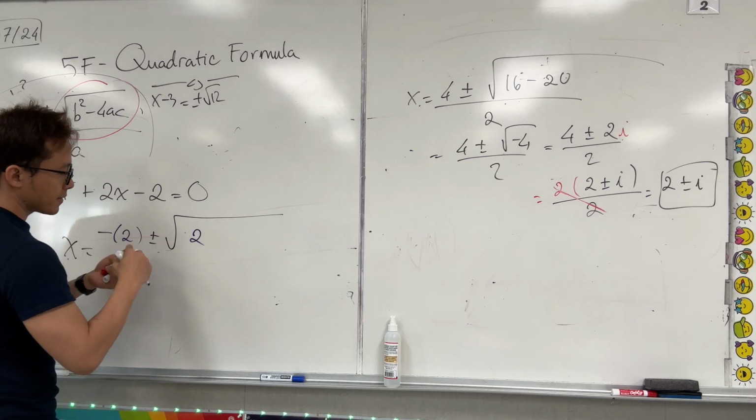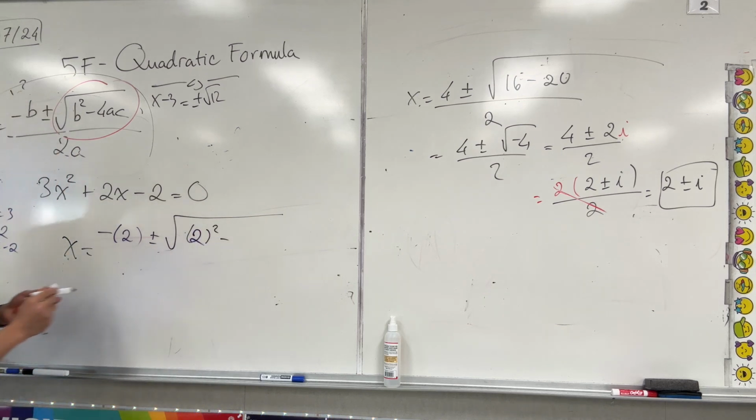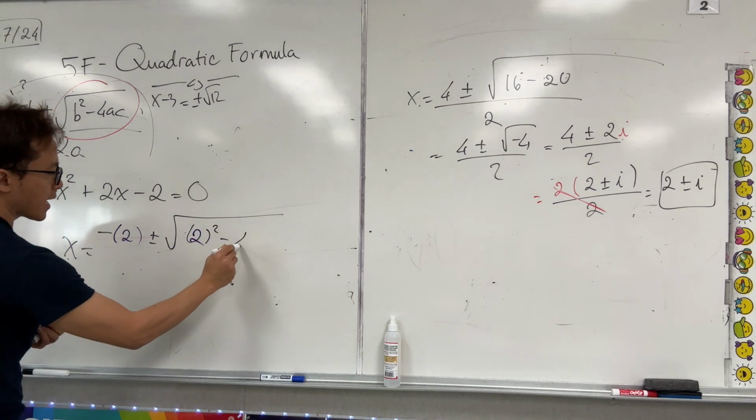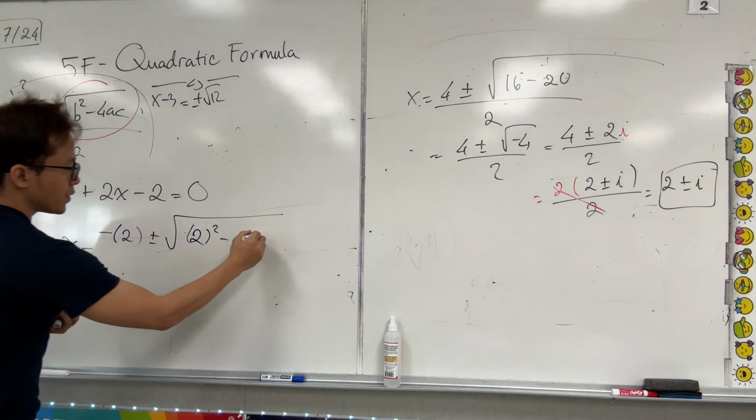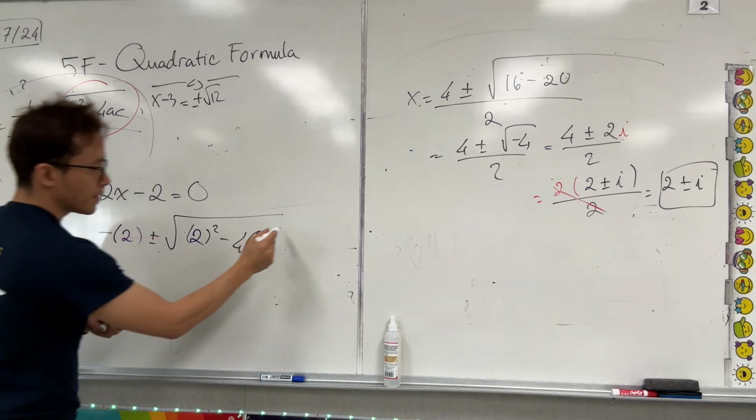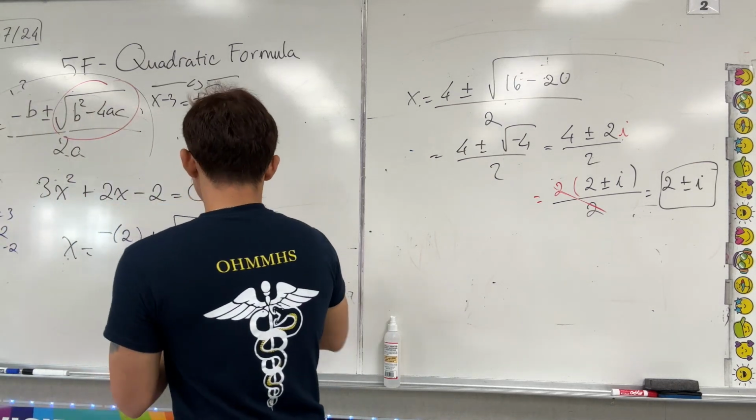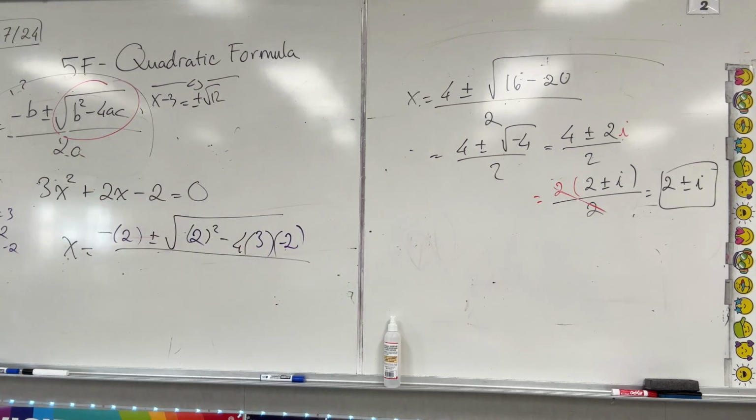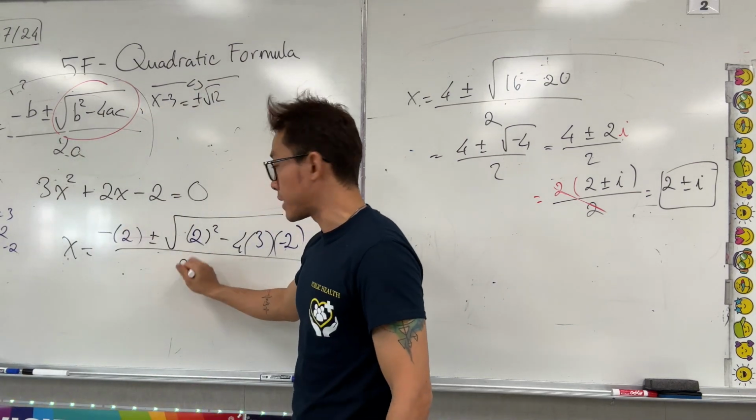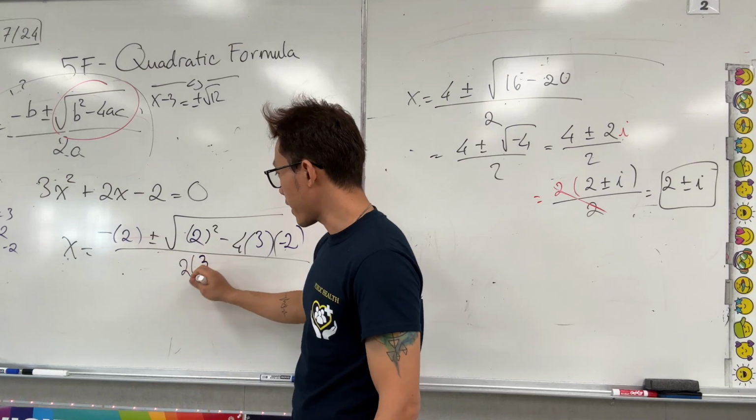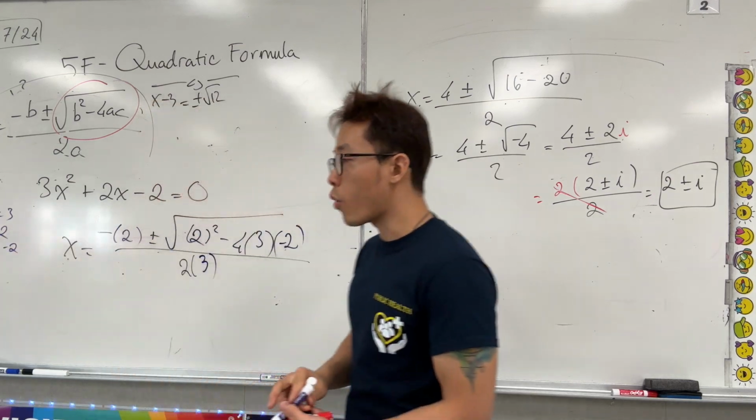2 squared minus 4 times 3 times negative 2. Very good. Over 2 times, 2 times 3, okay? Don't forget the a. a is 3, not just always 1.